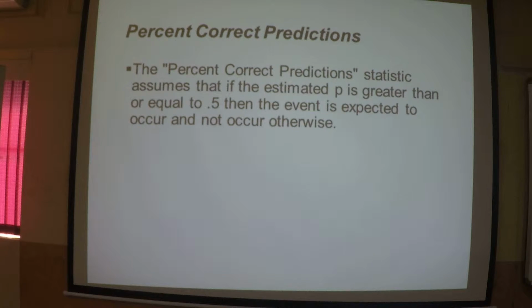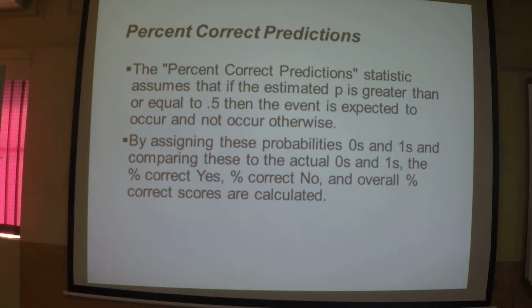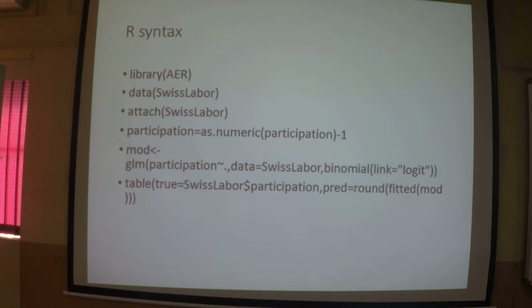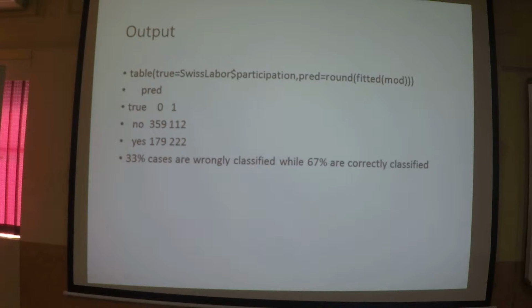So what I do is, in my model, by assigning this probability 0, 1 and comparing those to the actual zeros and 1s, we can form the correct scores. How many times are we correct? In our model, for example, you see that among the zeros, these are the people who are true zeros, 359 plus 179. These are the people who are true ones.